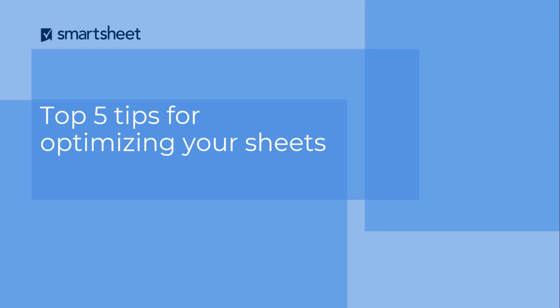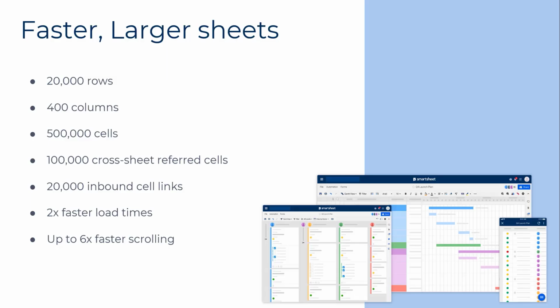My name is Anna and I'm a product marketing manager here at Smartsheet, and today we're going to review our top 5 tips for optimizing your sheets. Smartsheet recently released improvements to the way that sheets work, enabling you to work in larger sheets with faster performance. So you'll see all of the details on my slide right now, but we wanted to make sure that we had an opportunity to go over all of our best practices and really surface all of the full functionality that you're going to find in a Smartsheet.